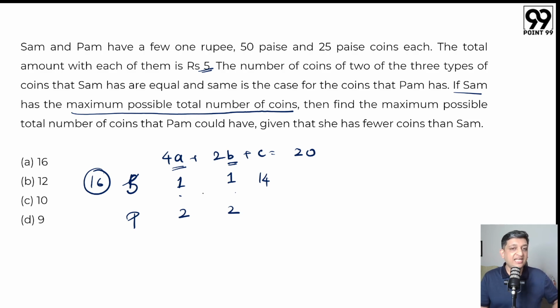So 4 2s are 8, 2 2s are 4, 8 plus 4 is going to be 12, and that's why C is going to be equal to 8. Now we have to understand that the total number of coins with Pam is now going to be 8 plus 2, 10, plus 2, 12, and that's why the correct answer here is going to be option B for this question.